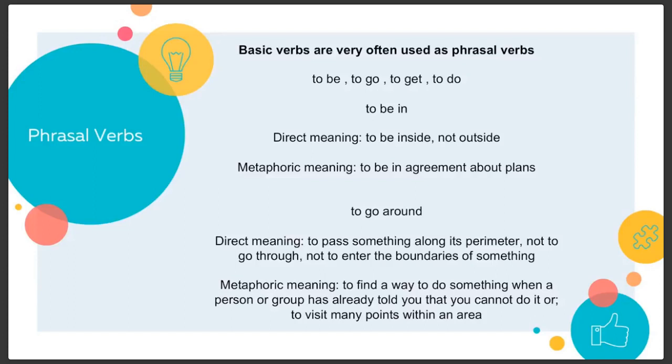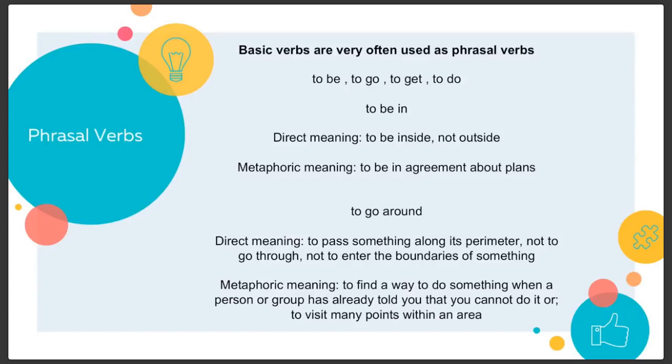Another phrasal verb that we want to look at is to go around. So the direct meaning is to pass something along its perimeter, not to go through, not to enter the boundaries of something. So around, like a circle. So if we have a big building, we can say go around the building. It means walk around the outside parts. You're not going to go in the building. You're going to go almost in a circle around the building.